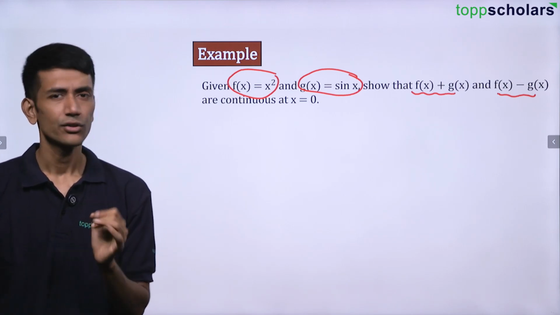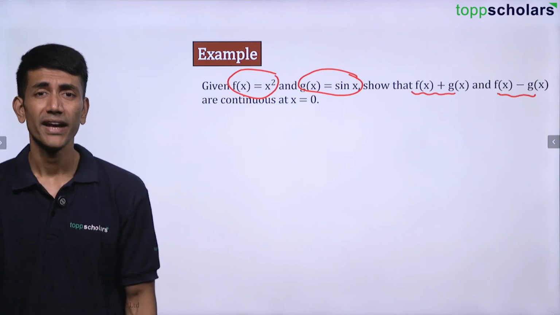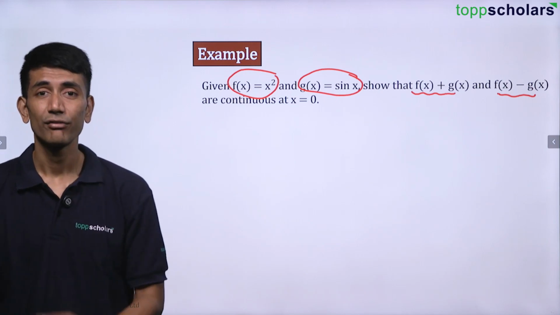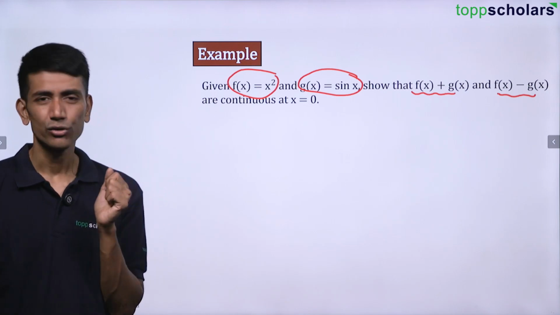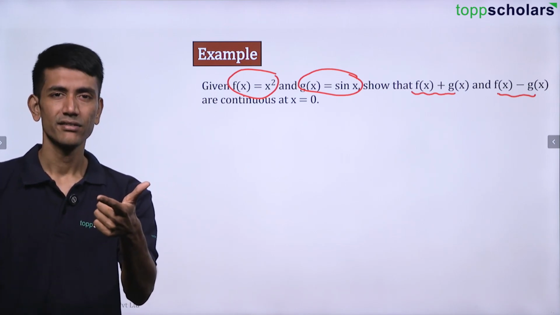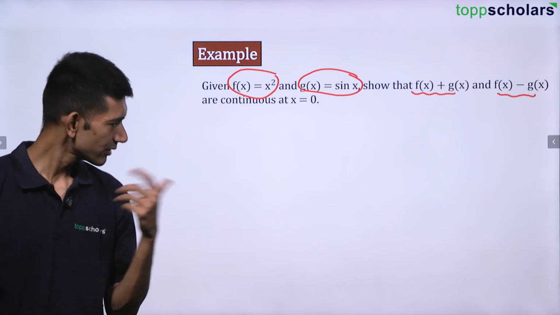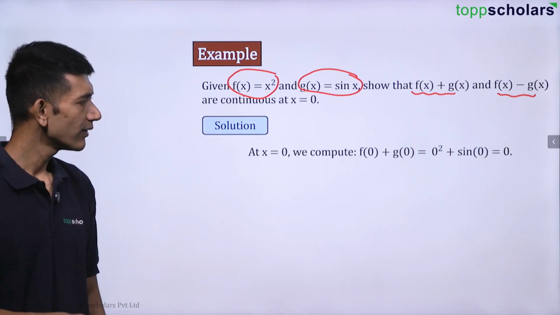g(x) is equal to sin x. You put any value of x, any real number, we know that the graph of sine does not break. So sin x is also continuous. x square is also continuous. If x square is continuous, sin x is continuous, that addition is also going to be continuous. So how are we going to write it down? We'll write it like this.